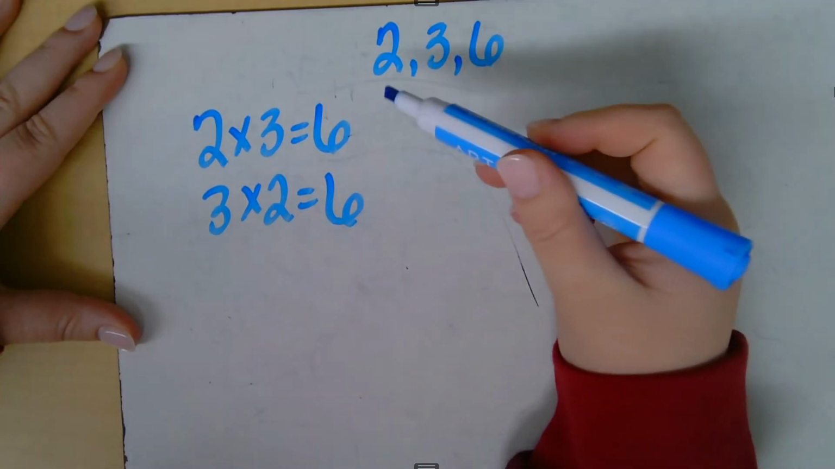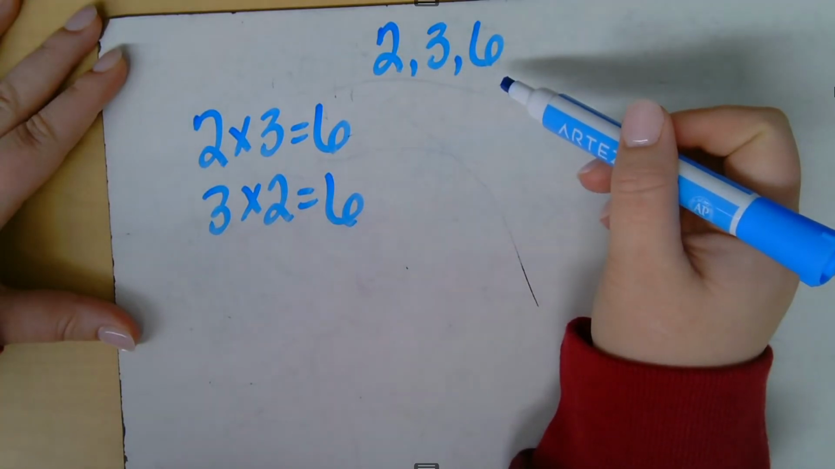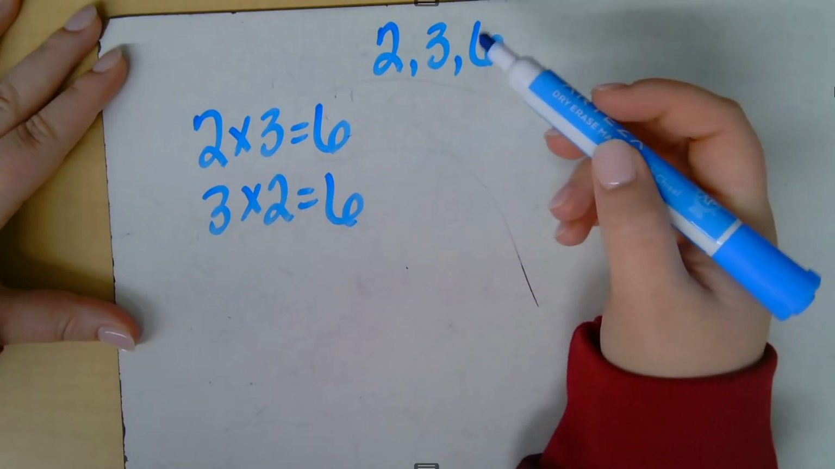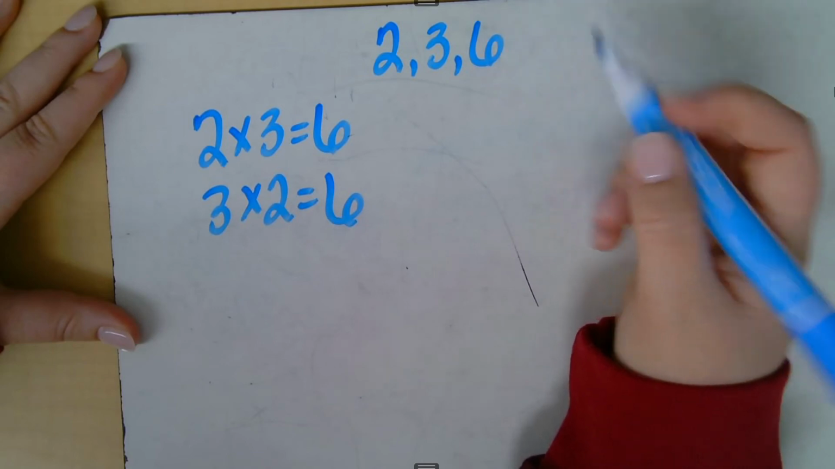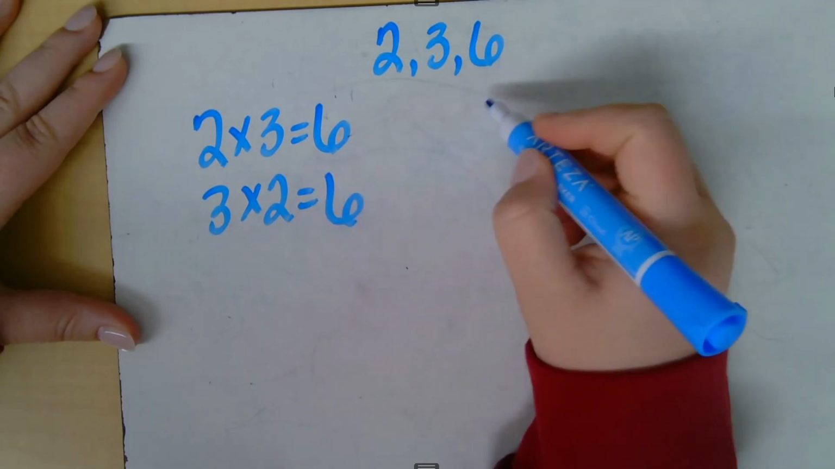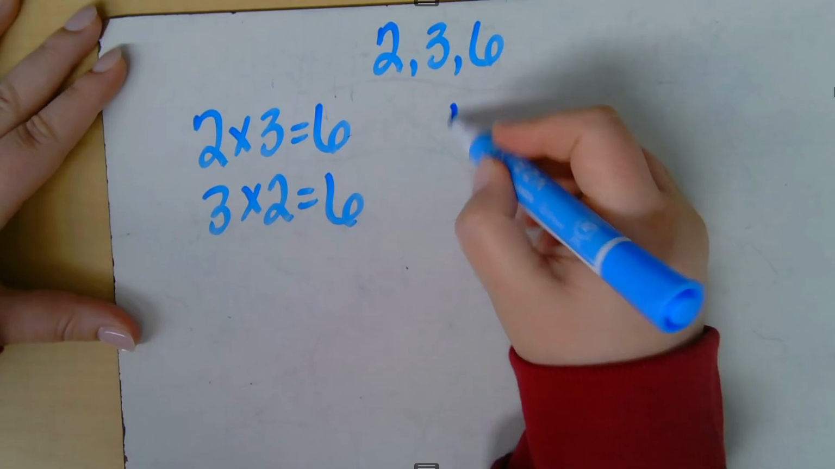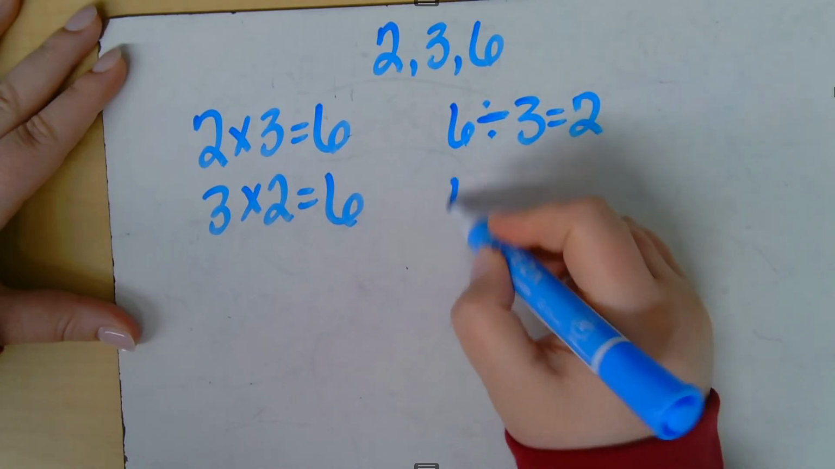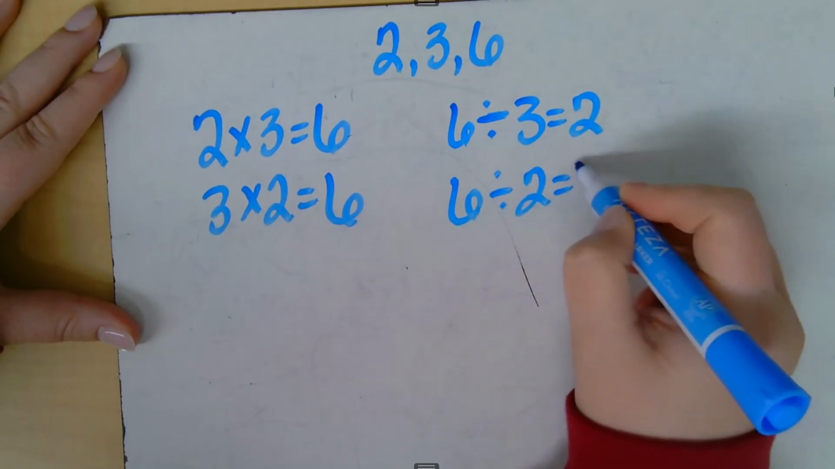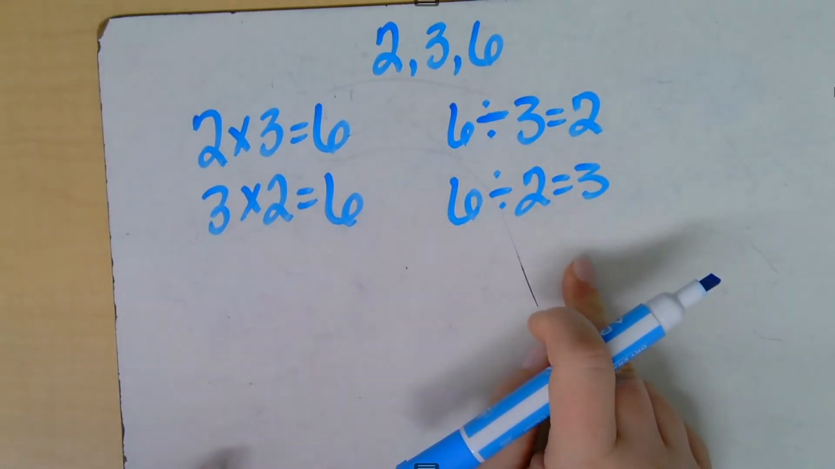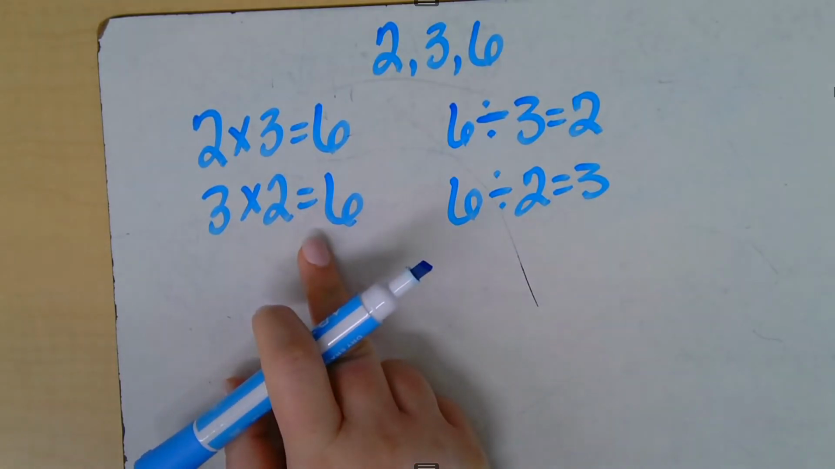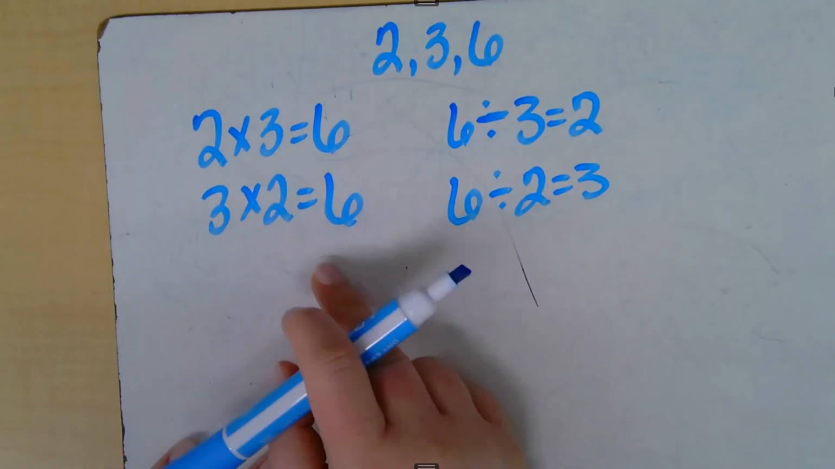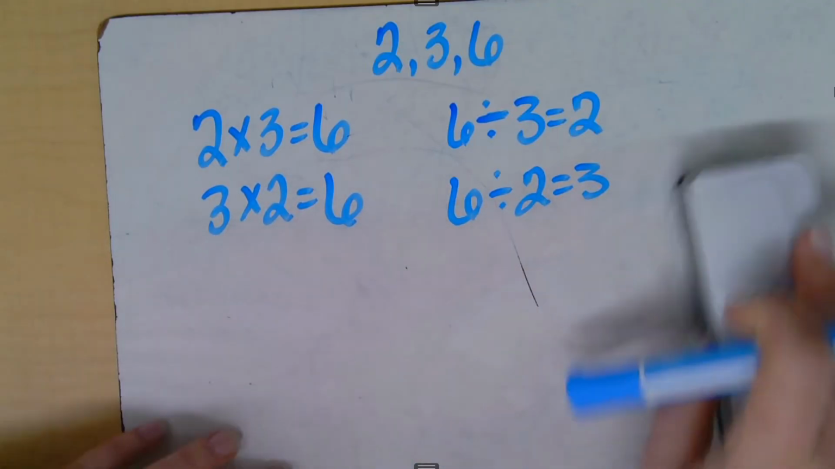So I can use these same facts to write the division sentences. Okay, and the important thing is that you use the digit that's the largest at the beginning of your division sentence. So I would rewrite this for my 2 division sentences as 6 divided by 3 equals 2, and 6 divided by 2 equals 3. It's just the opposite. If you know the multiplication sentence, then you know the division sentence, because the factors do not change. Okay, let's do another one.